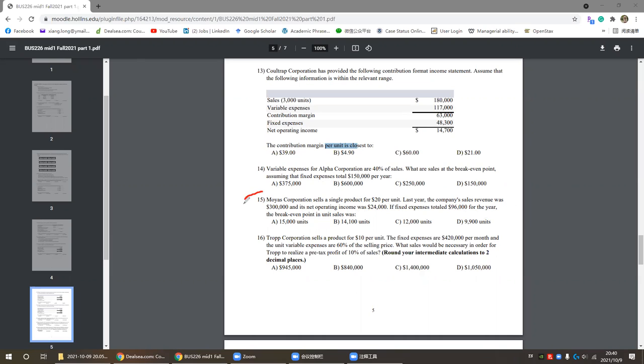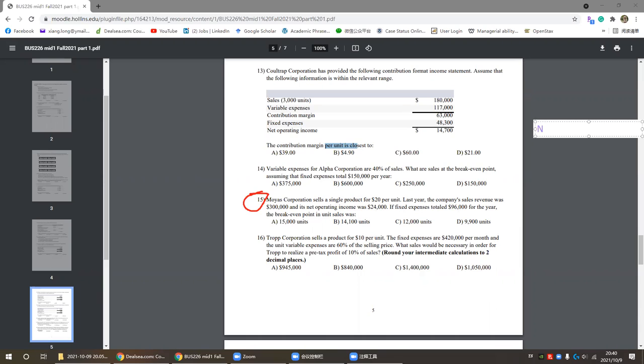Okay, so this question is a little bit complicated. It's actually not hard, just a little bit complicated because first, it did not give you the variable cost per unit, but however, it gave you the operating income and the fixed cost. So we need to find out what our total variable cost will be first. In the first example questions, we know that, okay, let me write this way.